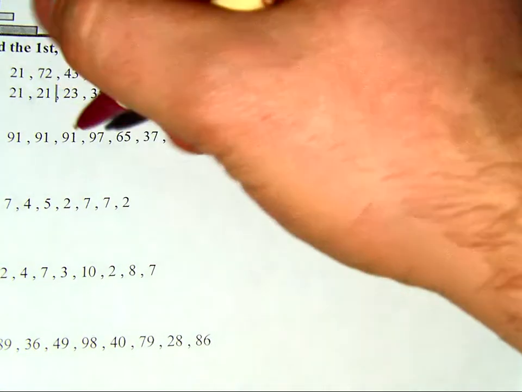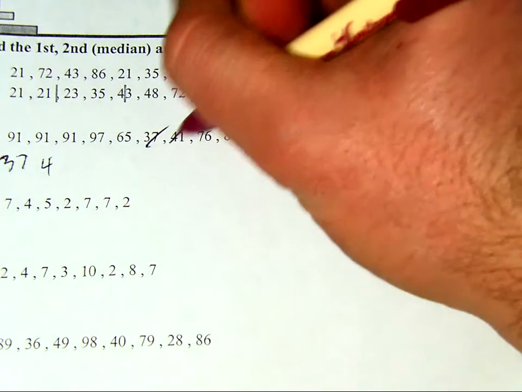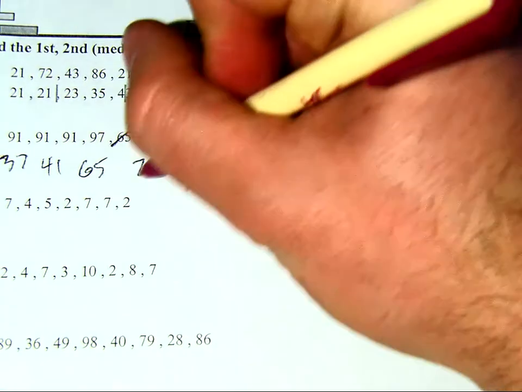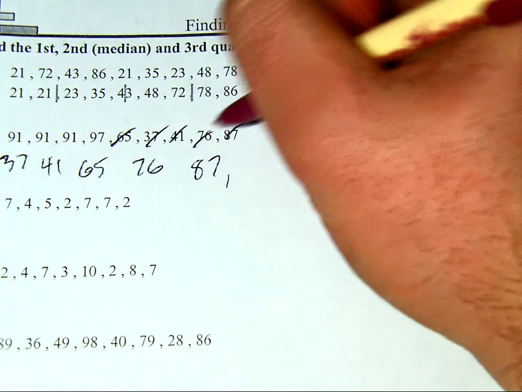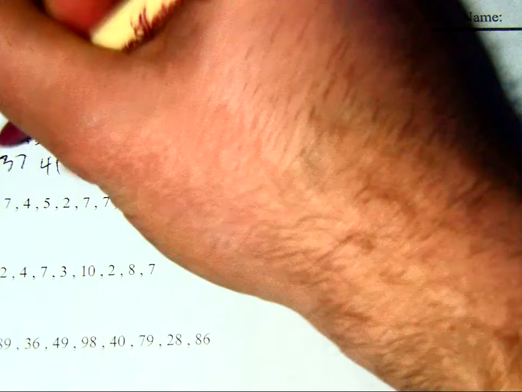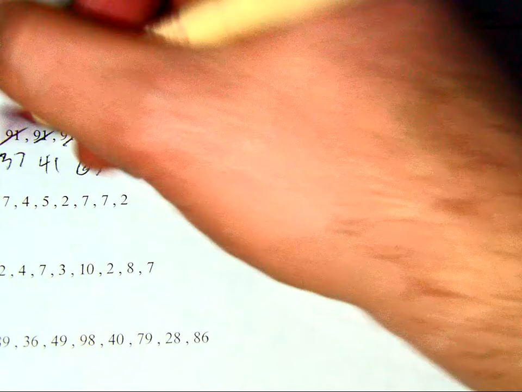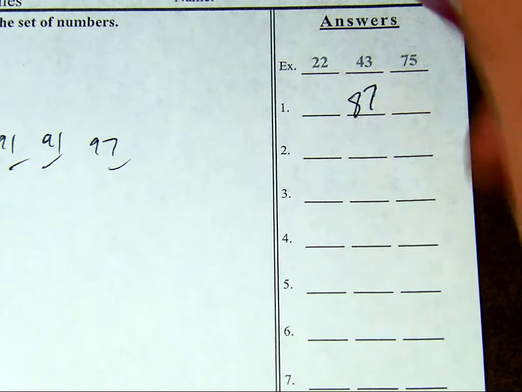I'm going to find the median first. To do the median, I put them in order. I got 37, then 41, then 65, then 76, then 87, then 91, 91 again, 91 again, then 97. Now that we're in order, I can find the median. Check it off. My true median is 87. It's actually going to be my second quartile.